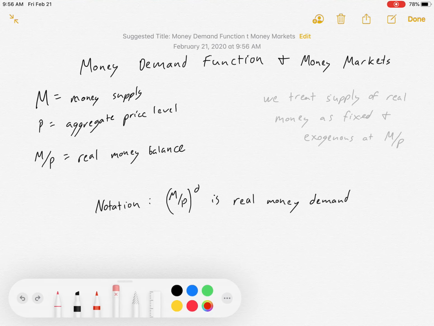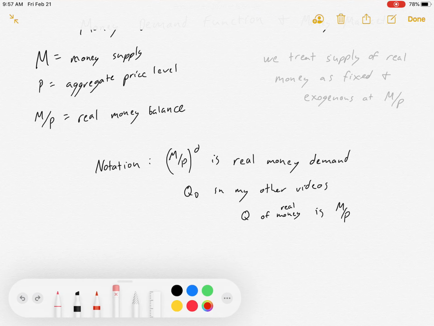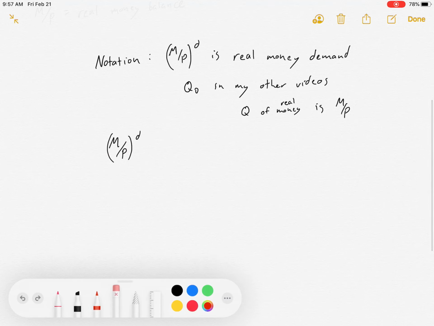Notation. I'm using the Mankiw book, so I don't know if your book's different, but it uses M over P in parentheses with a D as real money demand. Now let's look at this a little bit. In my other videos, I would have just called this QD, the quantity demanded of money. But we're going to go with M over P, knowing that it is the quantity of real money, and that's what M over P is. So there's our money demand.